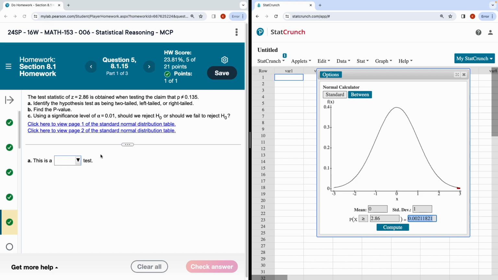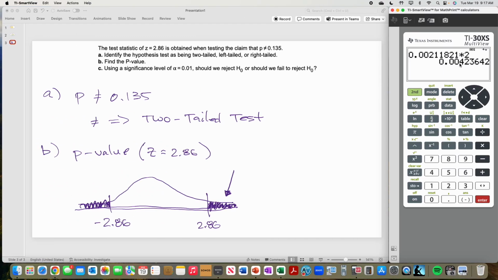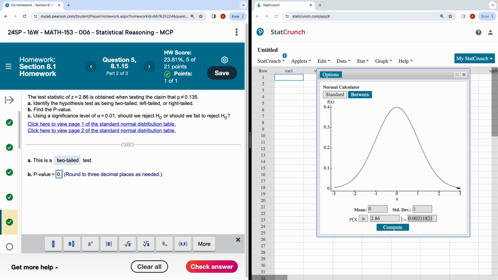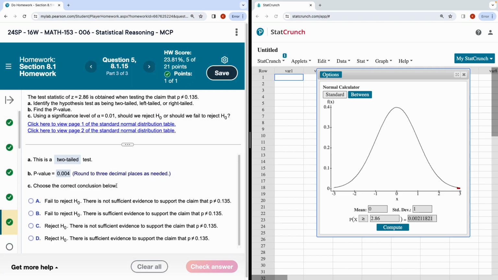So let's get caught up here. In part A, we already know this is a two-tailed test, so we should get that correct. And we do. And now our p-value to 3 decimal places is going to be 0.004. So let's try that. 0.004. And we should get that correct as well. And we do. Now, choose the correct conclusion below.